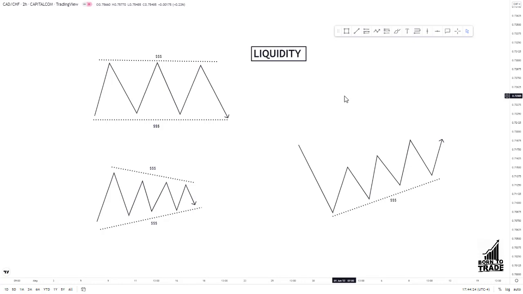Today we'll be talking about liquidity: what is liquidity, where to find liquidity in the market, and how to apply liquidity to your trading strategy. That is applying liquidity with supply and demand and break of market structures. Let's get down to business.